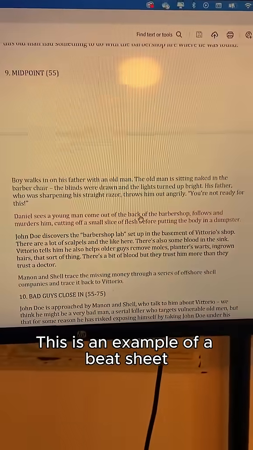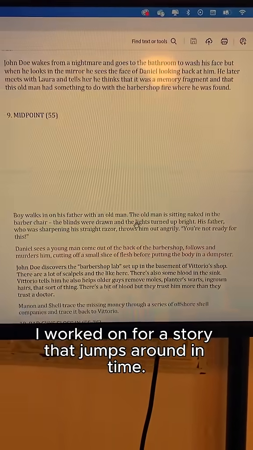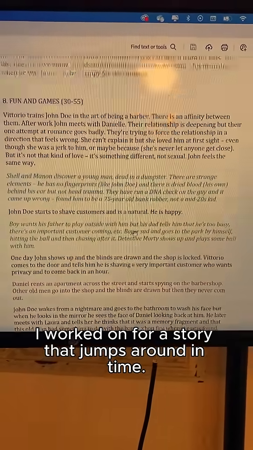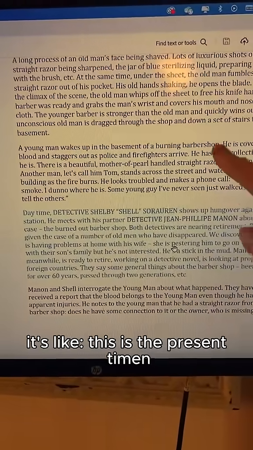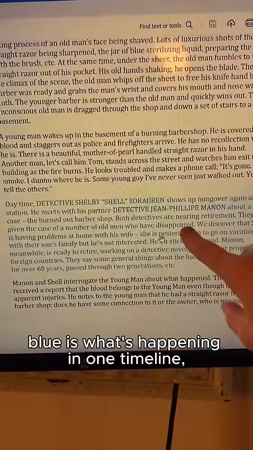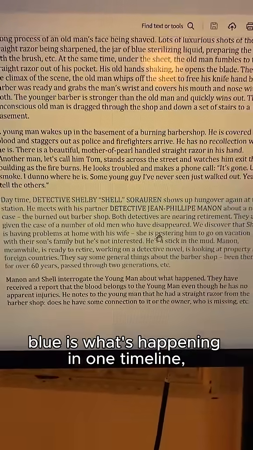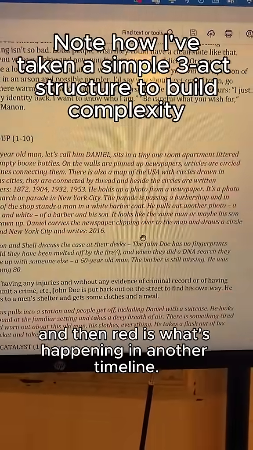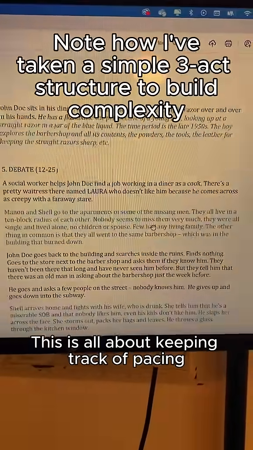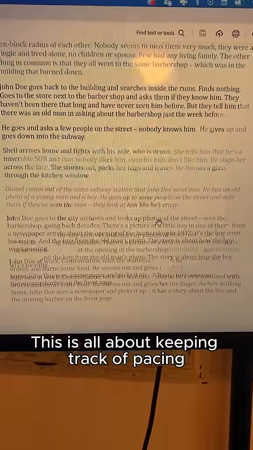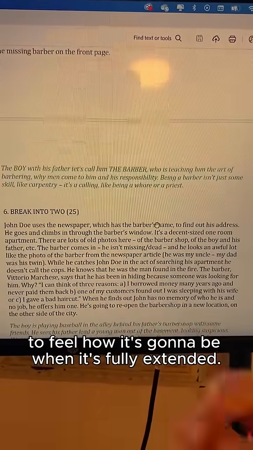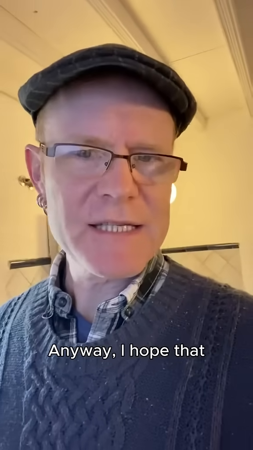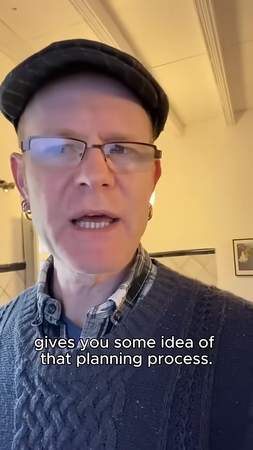This is an example of a beat sheet I worked on for a story that jumps around in time. And when I'm moving around in time, to keep track of it myself, it's like this is the present time. Blue is what's happening in one timeline, and then red is what's happening in another timeline. This is all about keeping track of pacing so that I can start to feel how it's going to be when it's fully extended. Anyway, I hope that gives you some idea of that planning process.